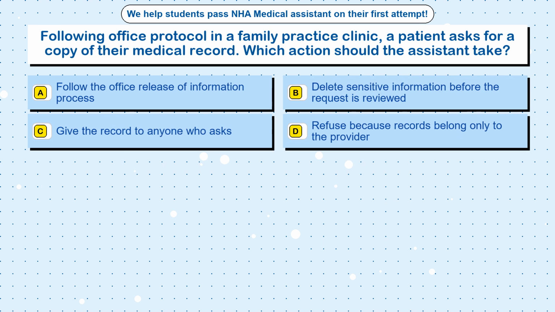Question 60. Following office protocol in a family practice clinic, a patient asks for a copy of their medical record. Which action should the assistant take? Option A, follow the office release of information process. Option B, delete sensitive information before the request is reviewed. Option C, give the record to anyone who asks. Option D, refuse because records belong only to the provider.